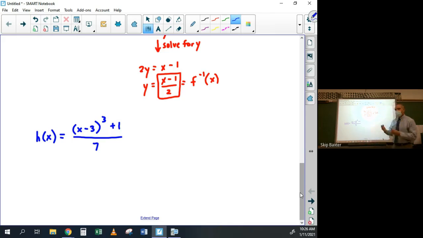I mean, just intuitively, I know that there's going to have to be a times 7 somewhere to undo the dividing by 7. I know there's going to have to be a minus 1 somehow. I know there's going to have to be probably like a cube root. That's how you undo a cube, right? And then there's going to have to be a plus 3. But figuring out how all those things fit together is complicated unless you do the process. So let's do the process.